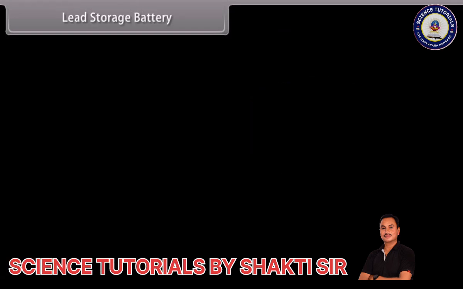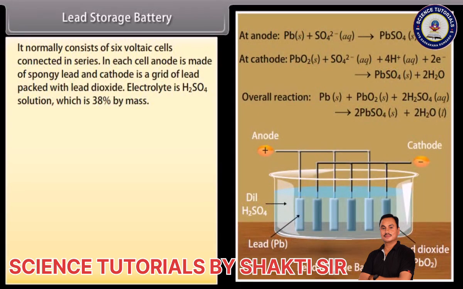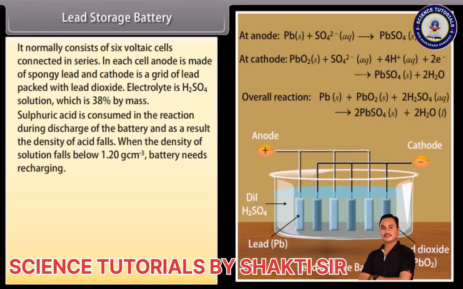Lead storage battery. It normally consists of 6 voltaic cells connected in series. In each cell, anode is made of spongy lead and cathode is a grid of lead packed with lead dioxide. Electrolyte is H2SO4 solution, which is 38% by mass. Sulfuric acid is consumed in the reaction during discharge of the battery, and as a result, the density of acid falls. When the density of solution falls below 1.20 gram centimeter raised to the power -3, battery needs recharging.